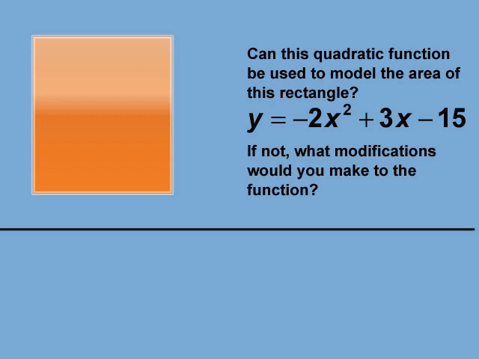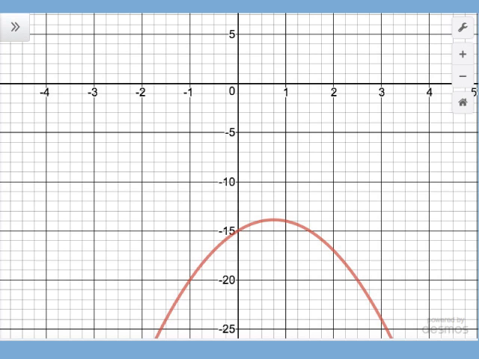Let's start by graphing the quadratic function, as shown here. Notice that not only does the graph not intersect the x-axis, all y values are negative. So this function cannot be expressed as the product of two linear binomials, and therefore can't be used to model the area of a rectangle. Also notice that all the y values are negative, and since area can't have a negative value, this is another reason this quadratic can't be used to model the area of the rectangle.